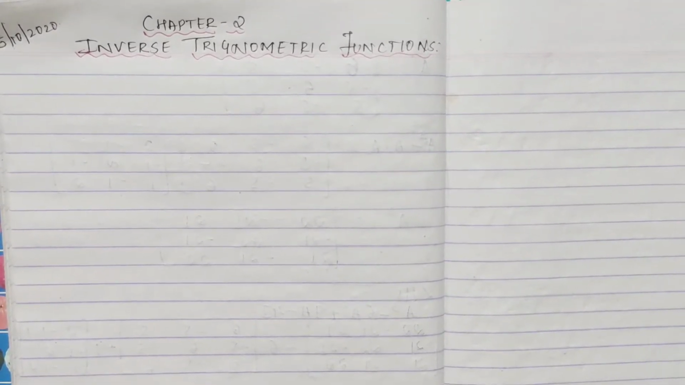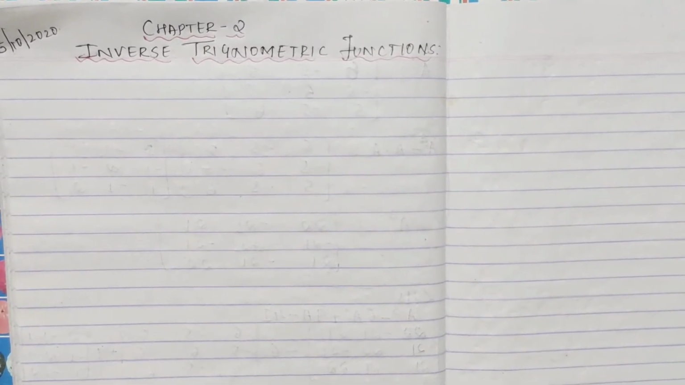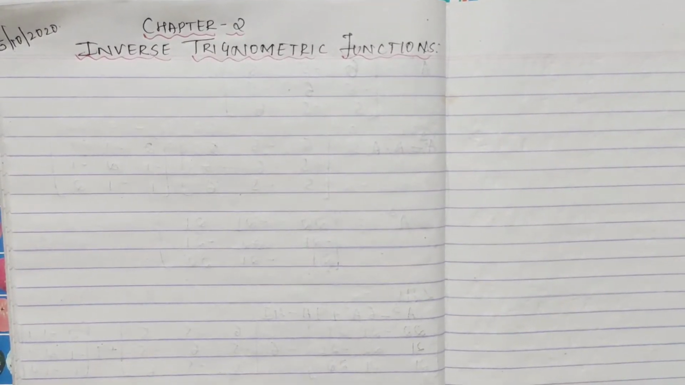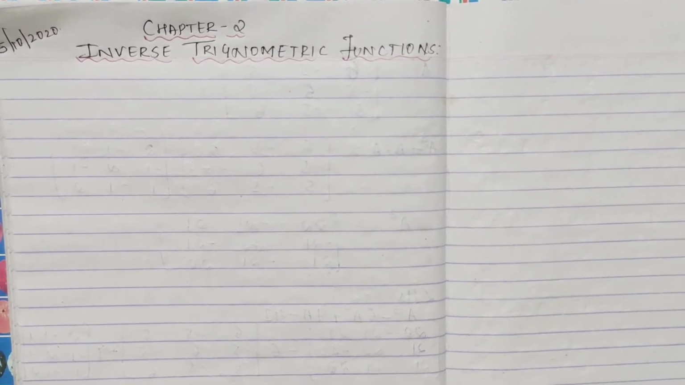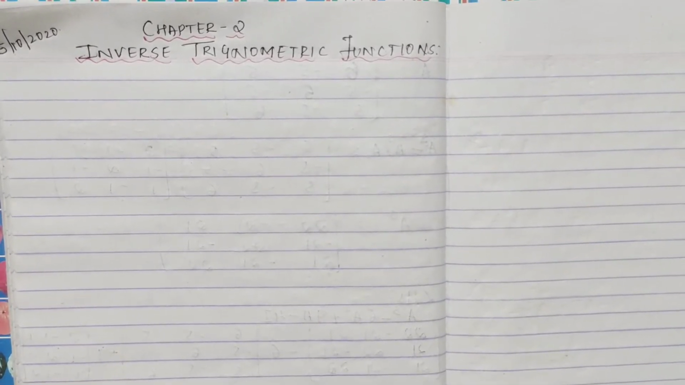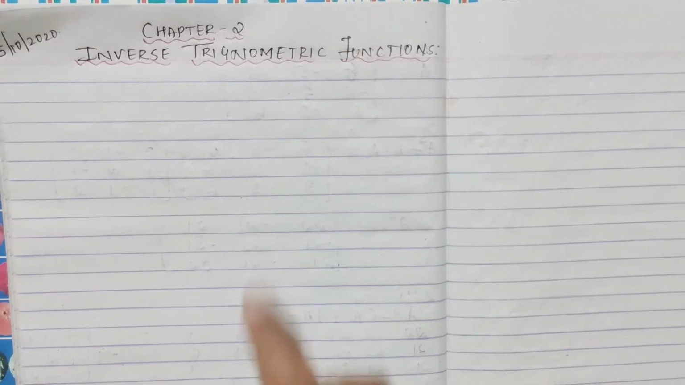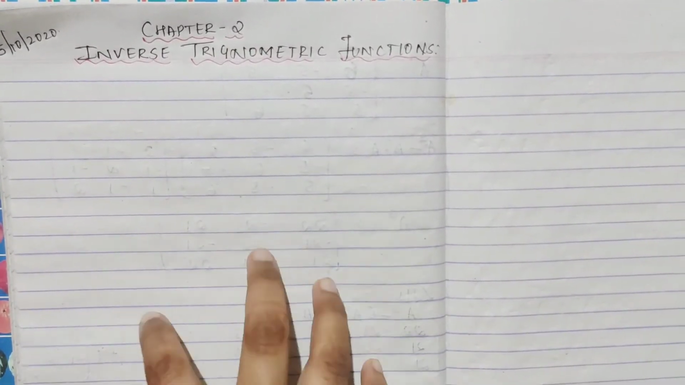So we will start with our next chapter, chapter 2, inverse trigonometric functions. You have a bit of an idea of inverse trigonometric functions because I had given you some formulas in differentiability, and in continuity and differentiability we have solved some questions related to that. But still we will go with some basic concepts of this, like what inverse trigonometric functions are and how they came about.